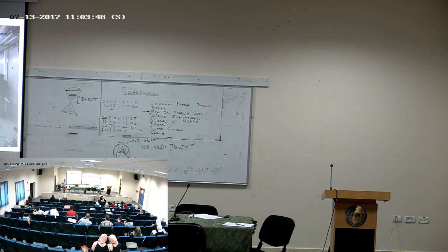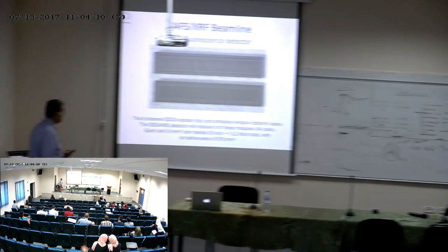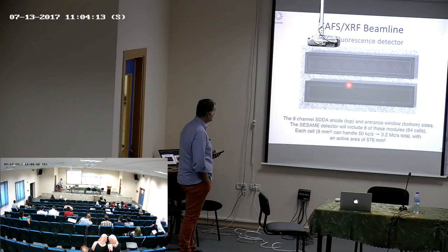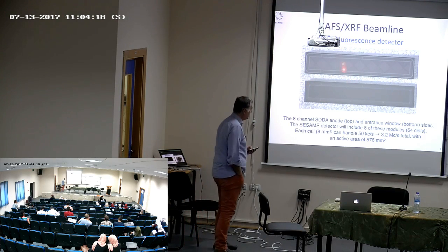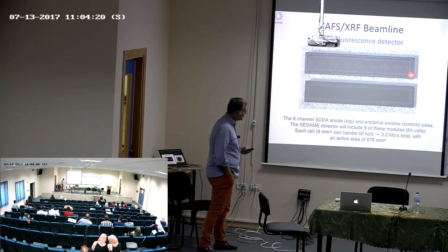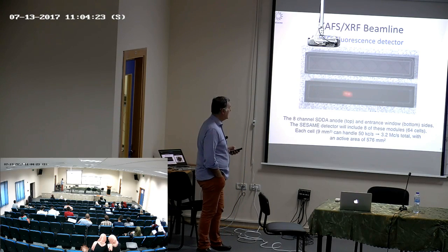Now, as I said, Italy is contributing to the project, and another contribution after the cavities is the building of a fluorescence detector, a new one. This is a prototype. The new one is much more advanced. Anyway, this is a cyclone drift detector. This is one strip composed of 8 cells.